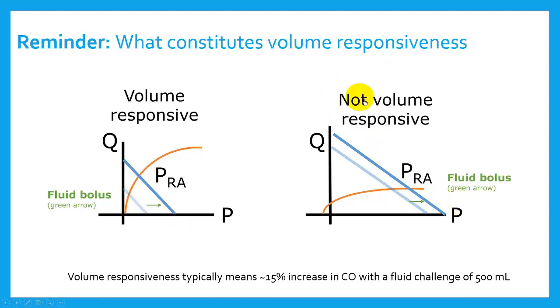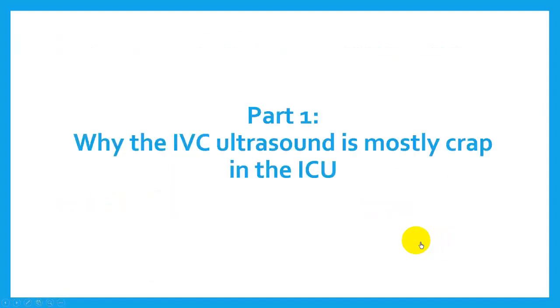However, volume non-responders, when you give them this fluid bolus, even though you're shifting the venous return function curve to the right, you are not substantially increasing cardiac output. So this is your flow or your contractility on the y-axis, pressure on the x-axis. When you're shifting the venous return curve here, you are not getting any more bang for your buck. Cardiac output is not really increasing.